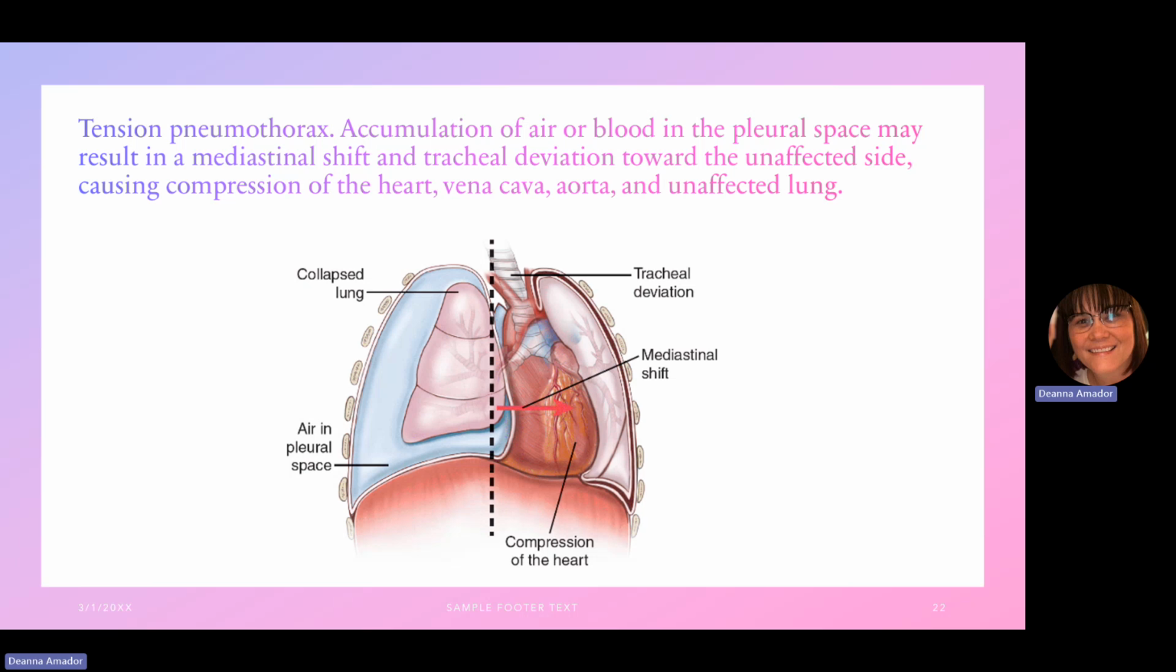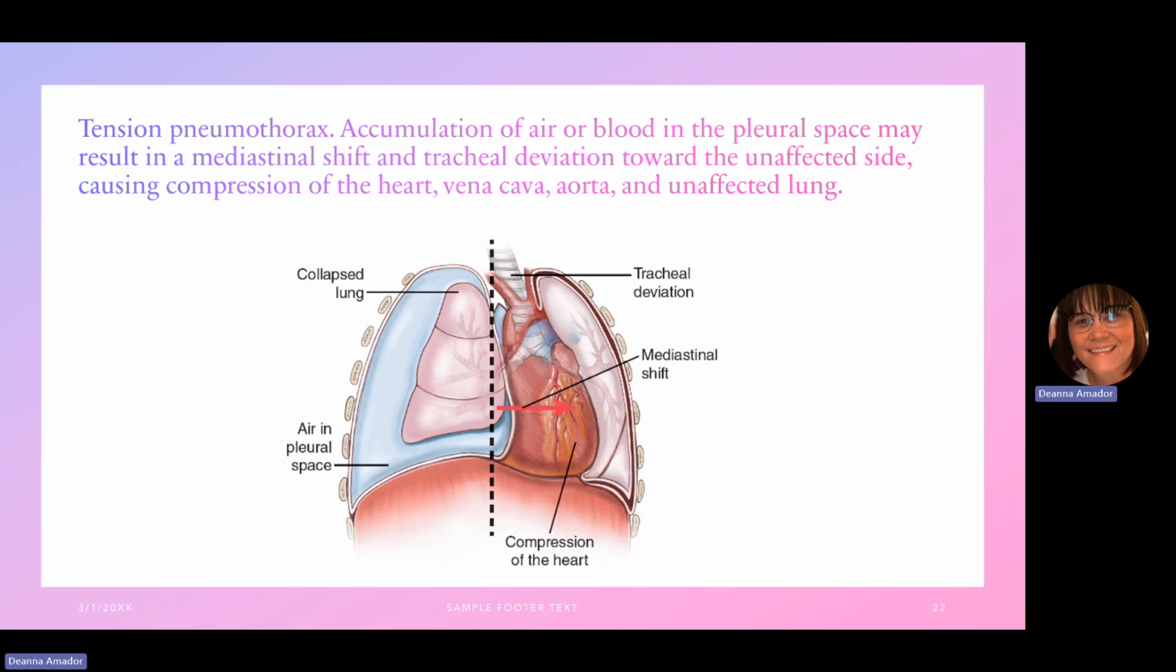Okay, tension pneumo. A lot of this is just a little bit of review. We've already gone over a lot of this, so I didn't put a lot on it. Tension pneumo, we said, is accumulation of air or blood in the pleural space, which may result in a mediastinal shift and tracheal deviation towards the unaffected side, causing compression of the heart, vena cava, aorta, and unaffected lung, and ultimately your patient's going to code and die. So it causes cardiac tamponade. Tension pneumo, TP, tracheal push. It pushes the trachea to the unaffected side.